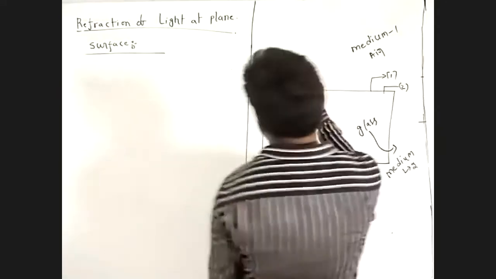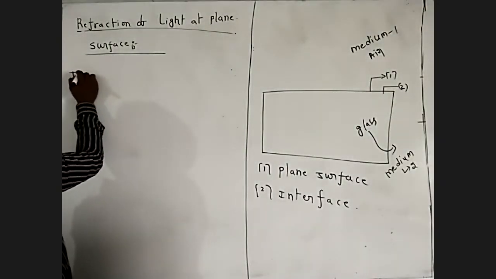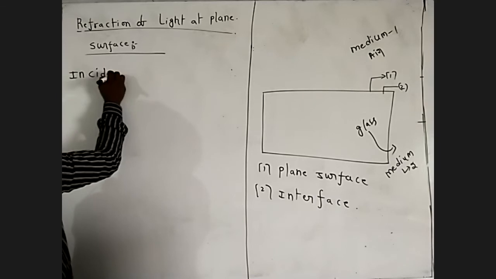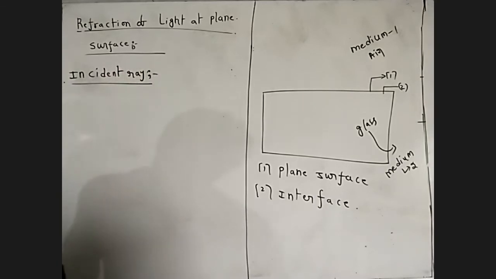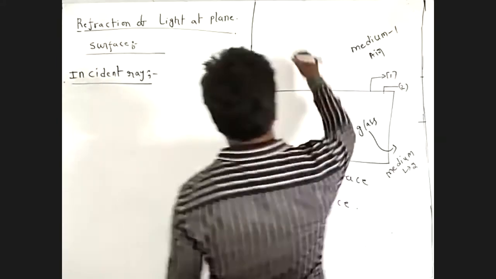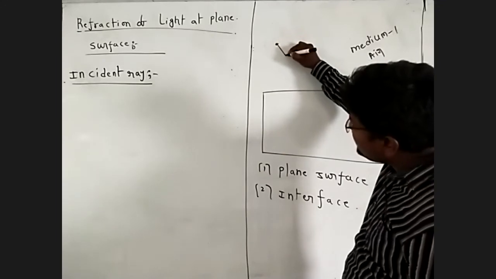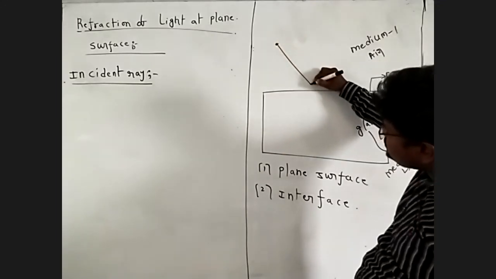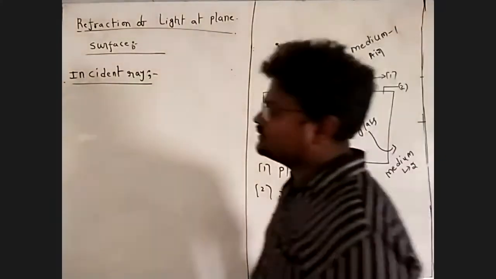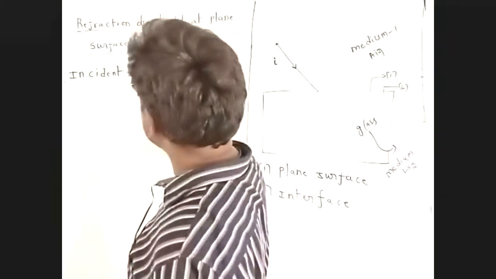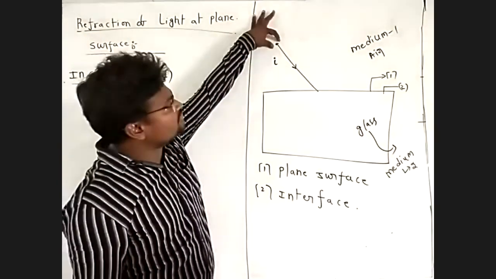I'm explaining the incident ray first. What is the meaning of incident ray? This is a beam of light traveling towards another medium. This we call the incident ray. The letter I indicates the incident ray.